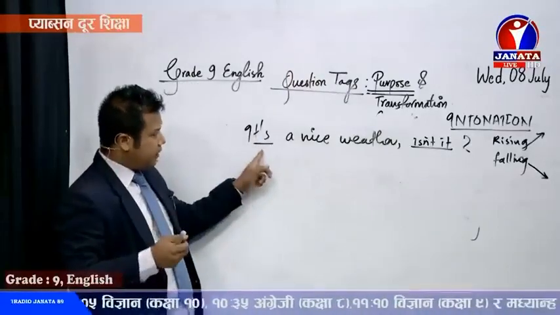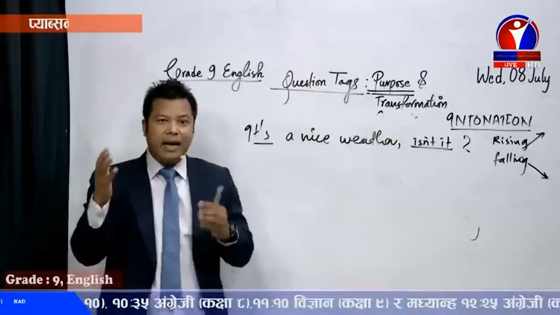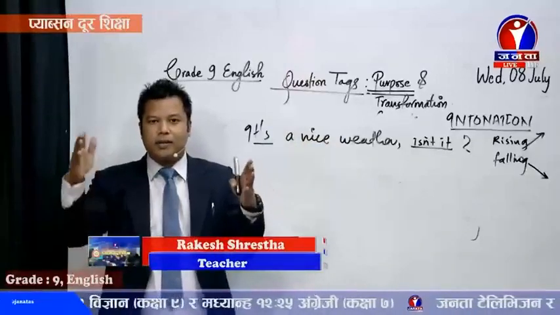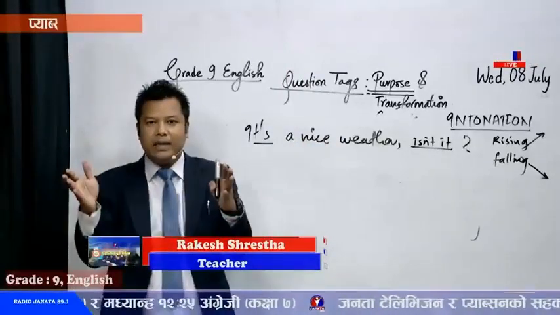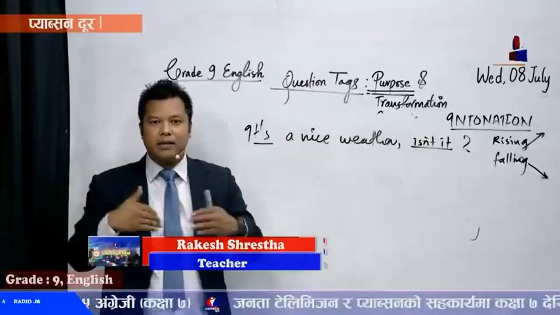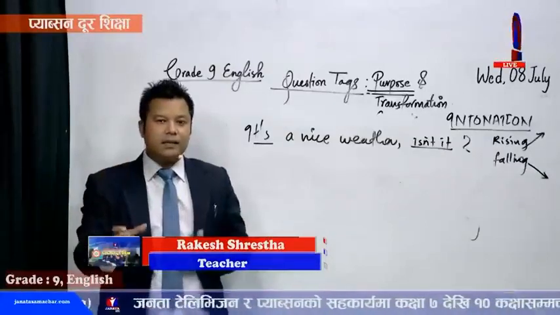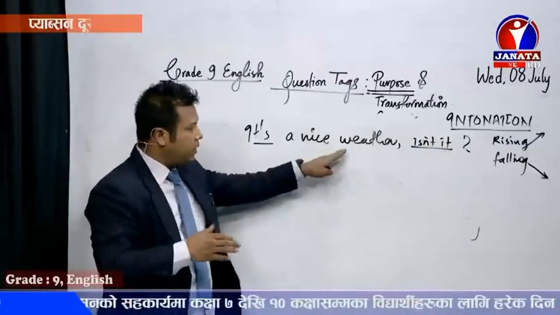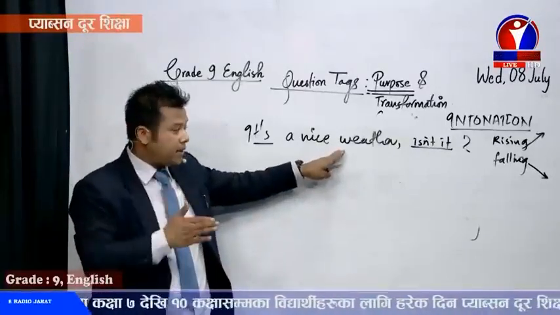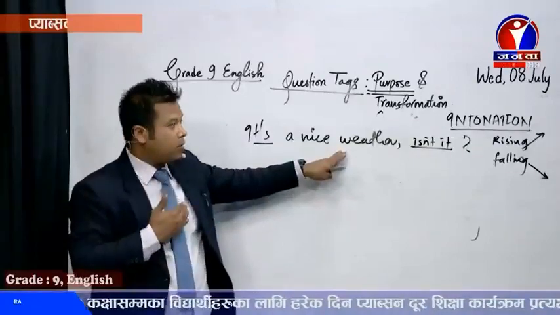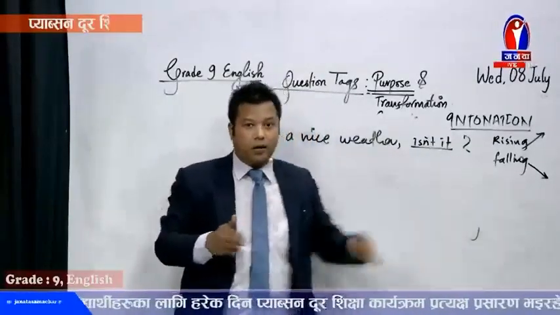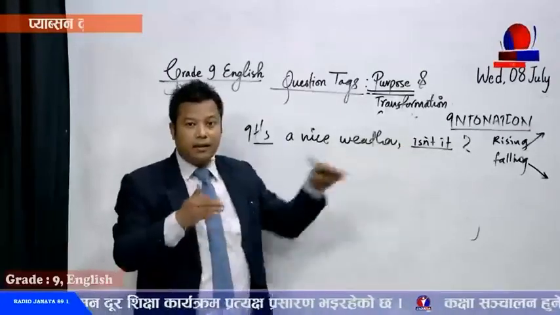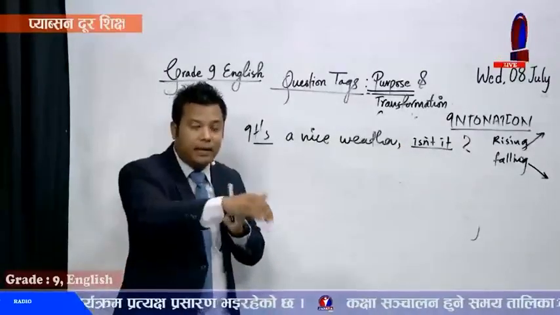Now here, in this sentence, it's a nice weather. I have some observation of the setting that I'm watching: the sun, the clouds, the wind, the brightness outside in my surrounding. With all these evidences, if I am certain that the weather is really nice, I would prefer to use a falling tone. And therefore, I will say, it's a nice weather, isn't it? I go down, my pitch will go down at the end.